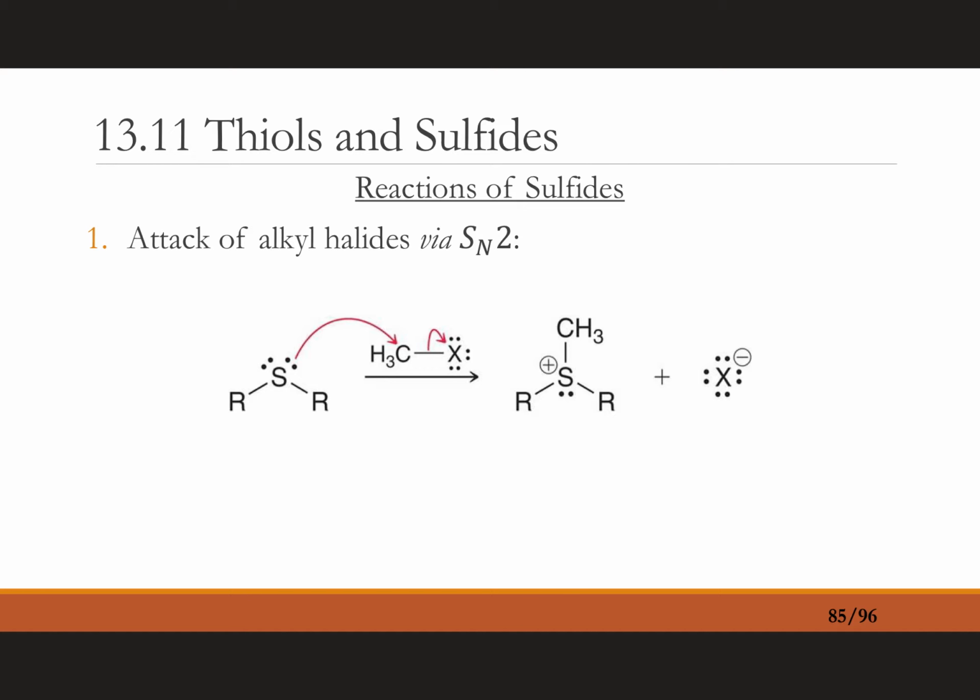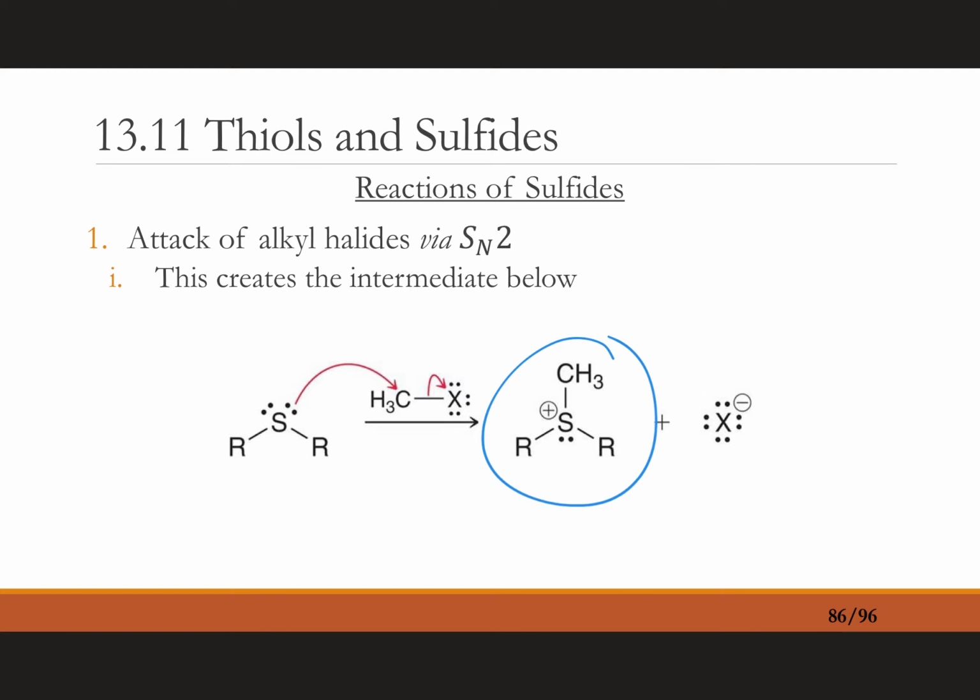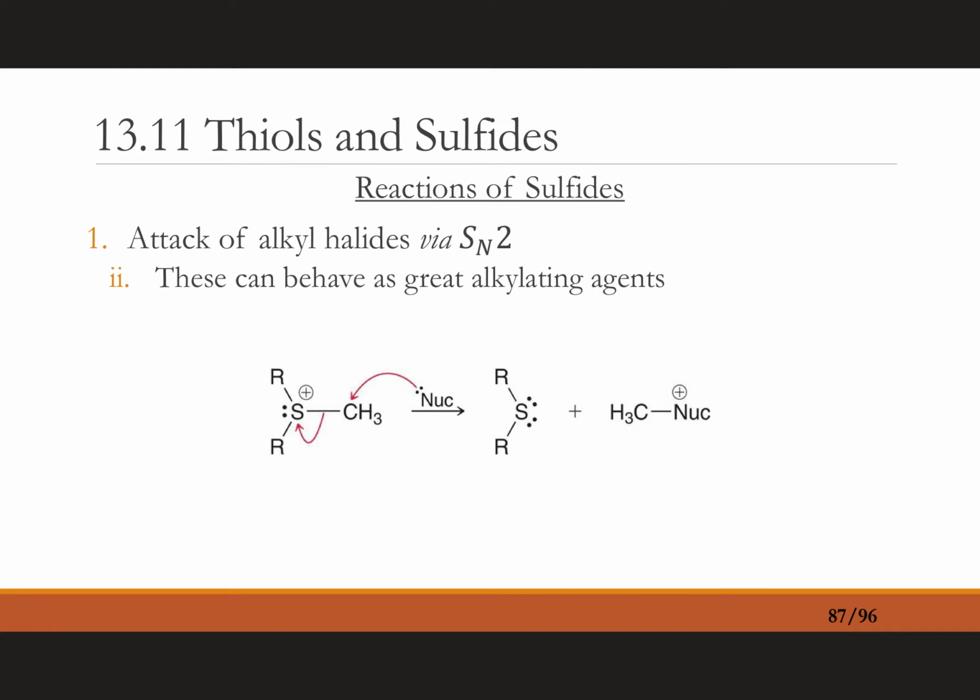Now we have some reactions that the sulfides can undergo. The first one here is attack of an alkyl halide via an SN2 mechanism. So the sulfide will attack another alkyl halide in an SN2 mechanism, kicking off the halide and creating this ion right here. So it creates this intermediate ion, and then that intermediate ion can be further attacked by some nucleophile, and we can use these as alkylating agents. That methyl group that was added to the sulfur is now getting removed from the sulfur, so you've reformed the sulfide, and now we've essentially made a carbon-carbon bond between that methyl group and some other carbon.